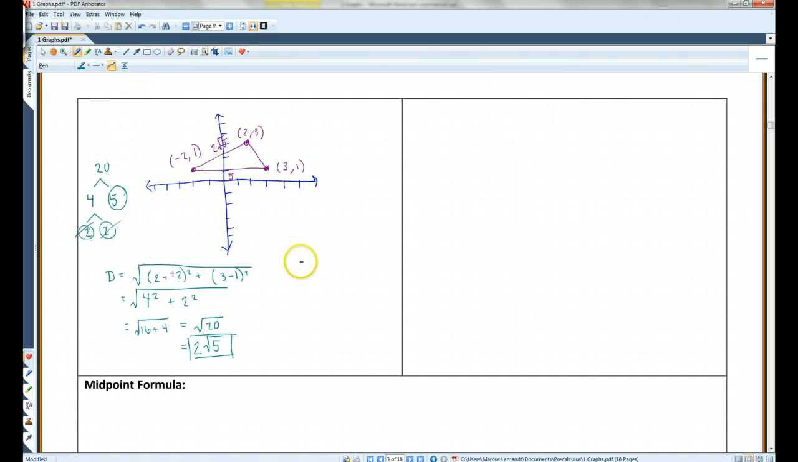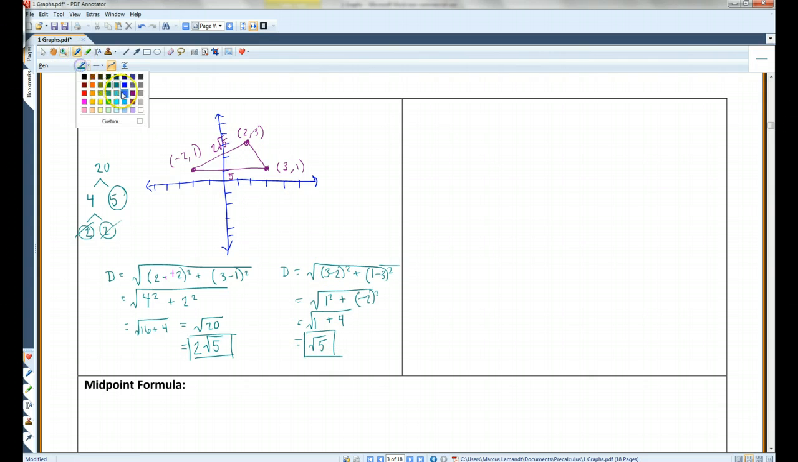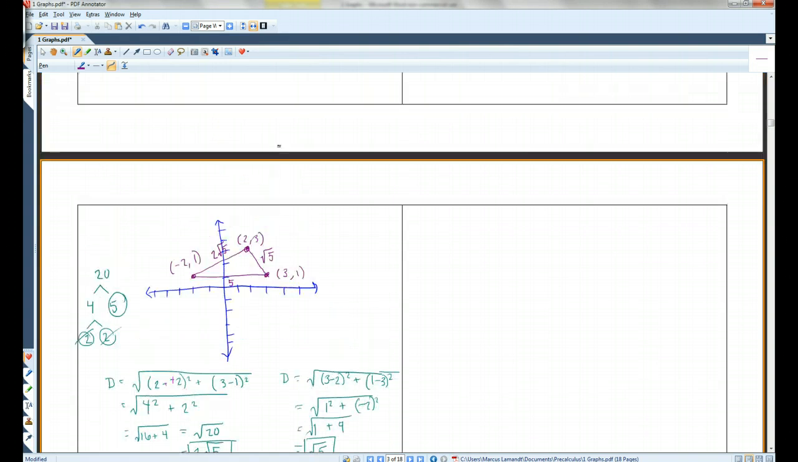Alright, and the other one, x2 minus x1, so I've got 3 minus 2. Y2 minus y1, I got 1 minus 3. Both of those are squared. 3 minus 2 squared is 1, or 3 minus 2 is 1. Got that squared. Negative 2 squared, so I've got 1 plus 4. This is root 5. And that's as simplified as it gets because 5 is prime. Alright, so we've found all three sides.